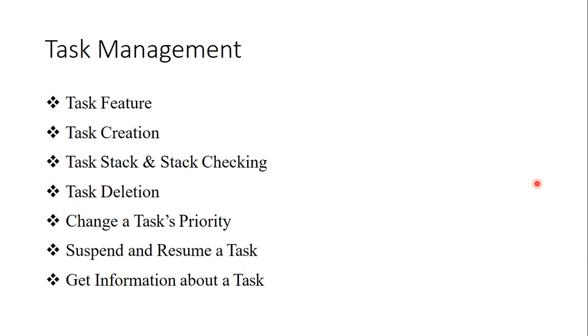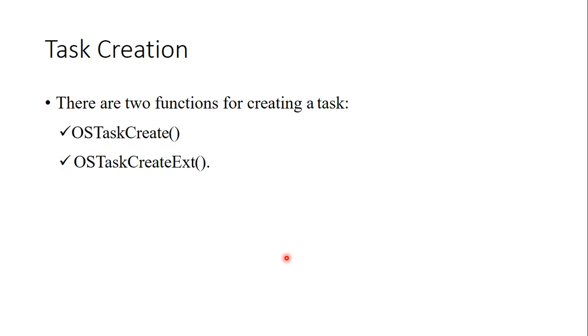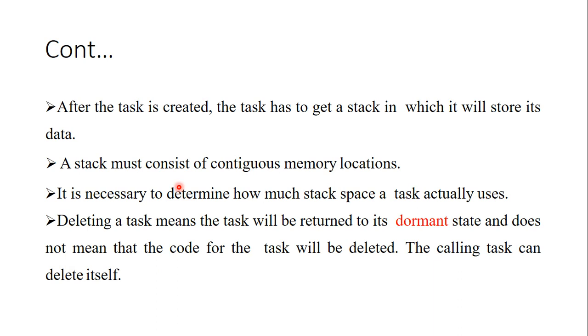For task management services, Micro C OS has the following features: task creation, task checking mechanism, task deletion mechanism, changing a task's priority, suspending and resuming a task, getting information about a particular task, and so on. For task creation, it has the OSTaskCreate and OSTaskCreateExt functions. When a task is created, it requires a stack, so for that we require a continuous memory location. It is helpful in that.